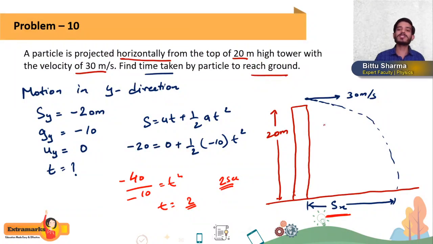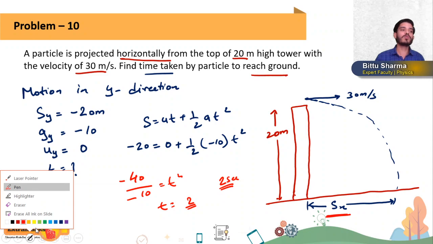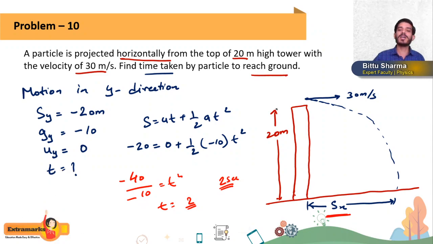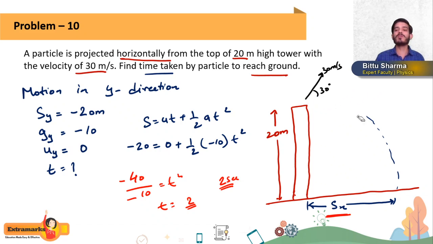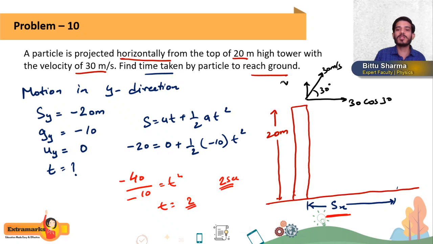Students, in this they can ask one more type of question. Suppose this projectile is thrown at an angle, with the speed of 30 meter per second. Then how to solve this question? The same question will be solved in the same way. The only thing is that the initial horizontal velocity will become 30 cos 30 and the vertical velocity will become 30 sin 30. Only these values will change, except that everything will be the same in this question.